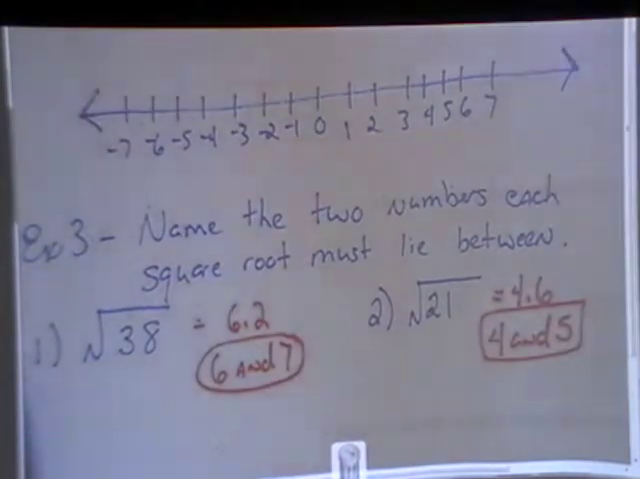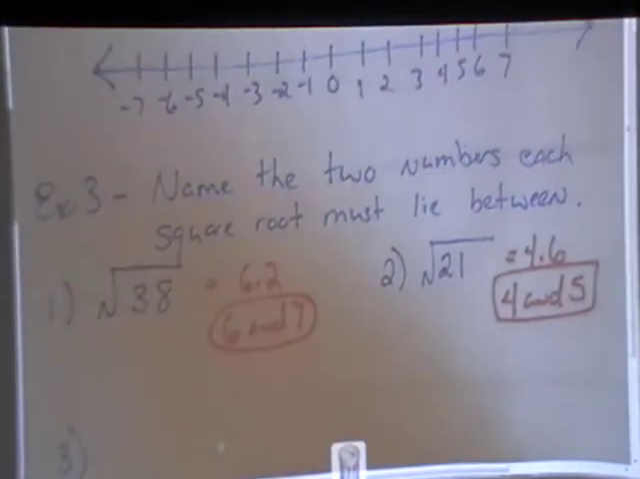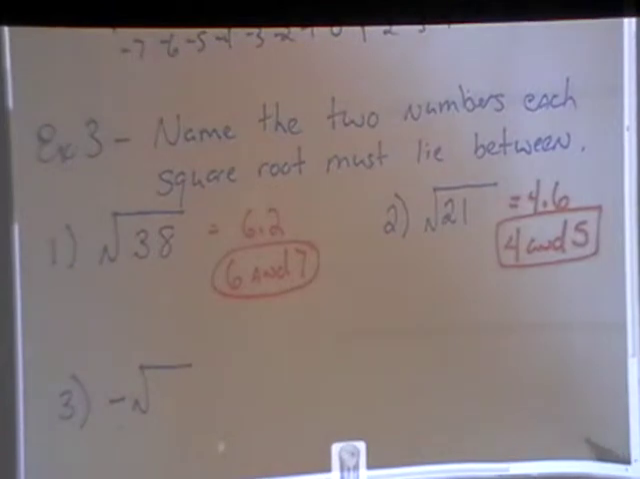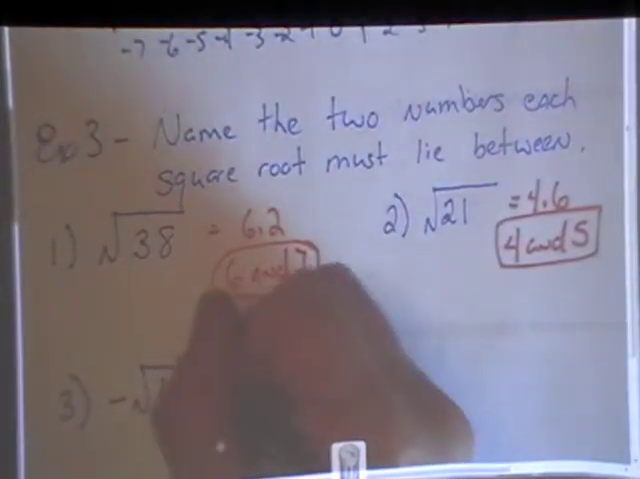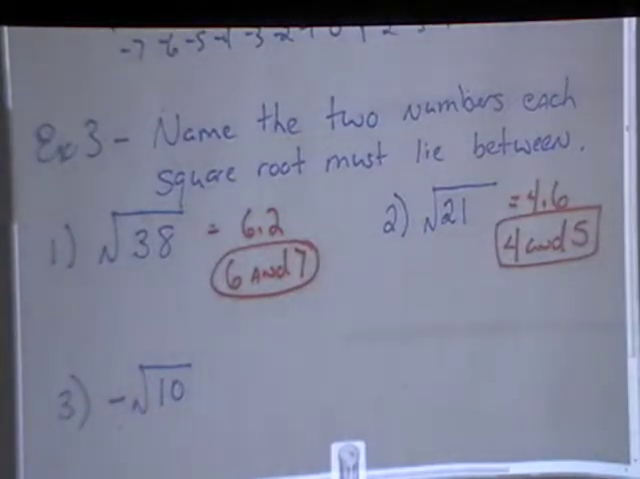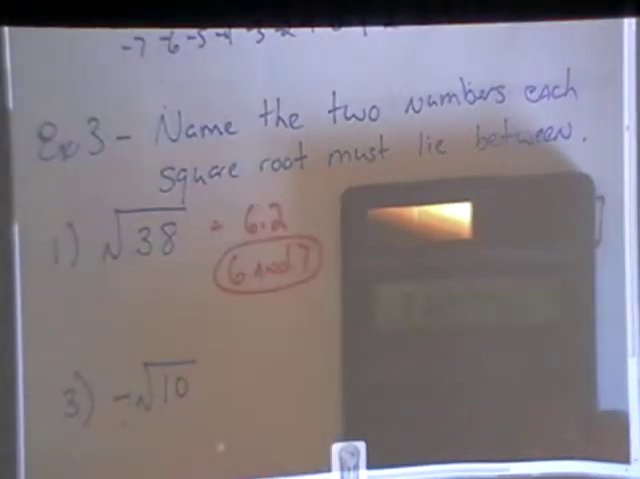So far, so good. Alright, let's try a different one. How about if I take negative square root of 10? Okay, again, 10 is not a perfect square, so this is going to be an irrational number. So take your square root of 10, and I get negative 3.2.